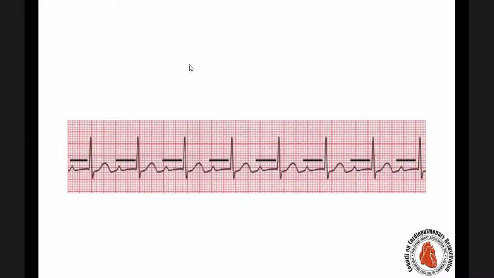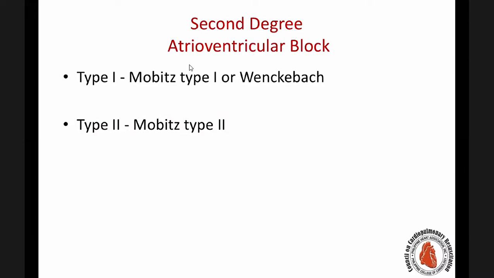0.32, sorry, 320, grabe no? 320 milliseconds or 0.32 seconds yung delay to the AV node. So this is first degree AV block. Let's now go to second degree AV block.